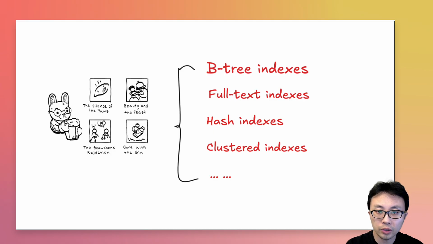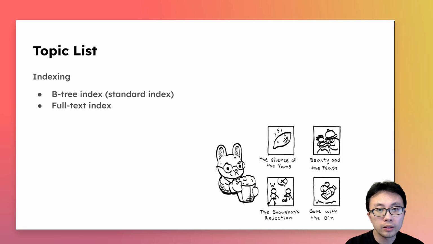That's where full-text indexes shine. In this video, we will cover two major types of indexes that are widely used in relational databases that support scalable applications, including the B-tree index and a full-text index. Of course, there are other types of indexes as well, such as clustered index and hash index, but we won't cover them here.